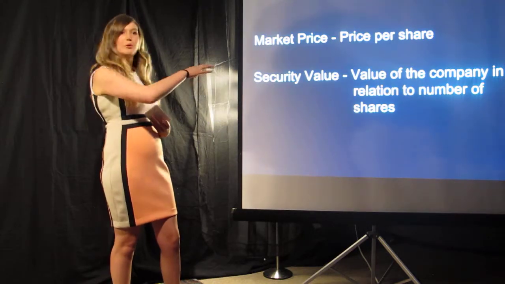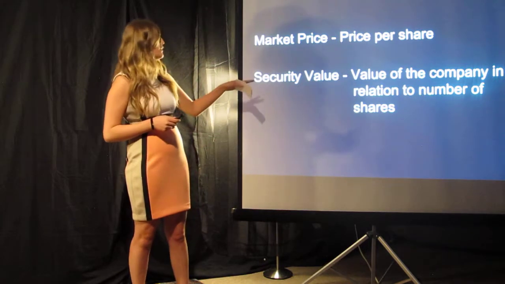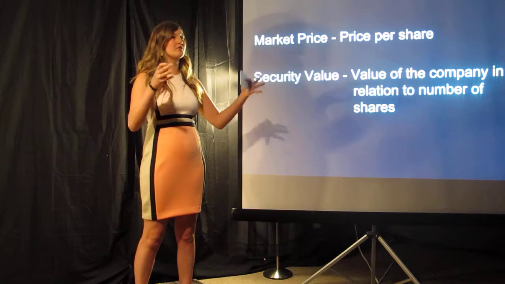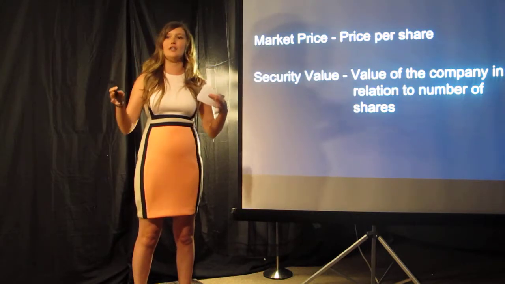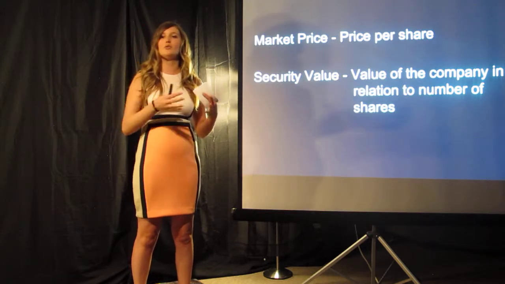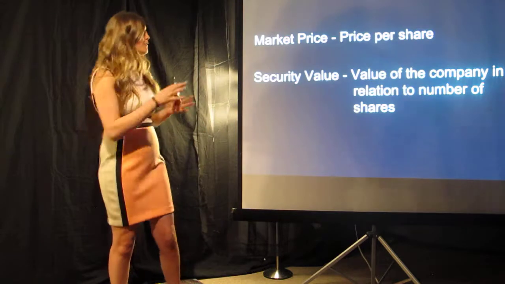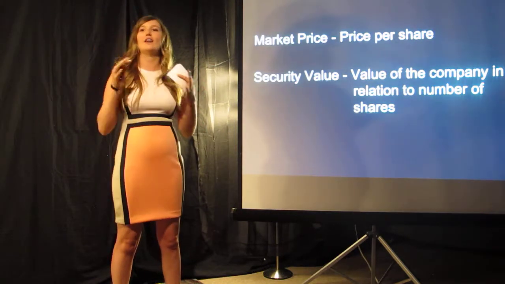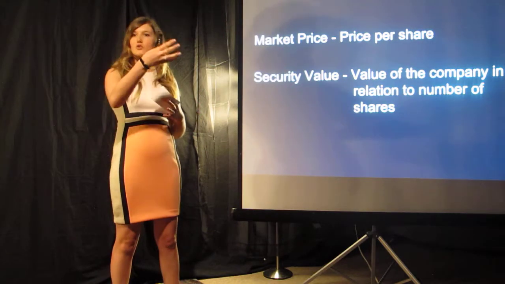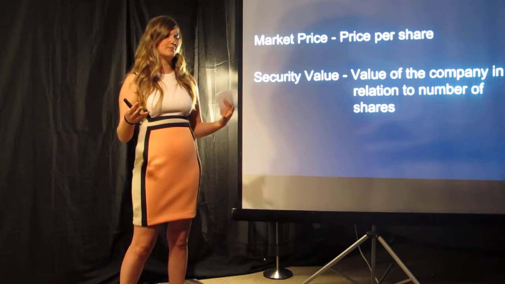The market price, the price per share, the intersection between those two lines that we discussed earlier, and as well the security value. Now the security value is the value of a company divided by the number of shares of this company. So for example, let's say Apple's worth $20,000, and we all know Apple's worth much more, but bear with me. Apple's worth $20,000 and they have 1,000 shares available to investors. So what we do is we divide this 20,000 by the 1,000 and we get a security value of $20.